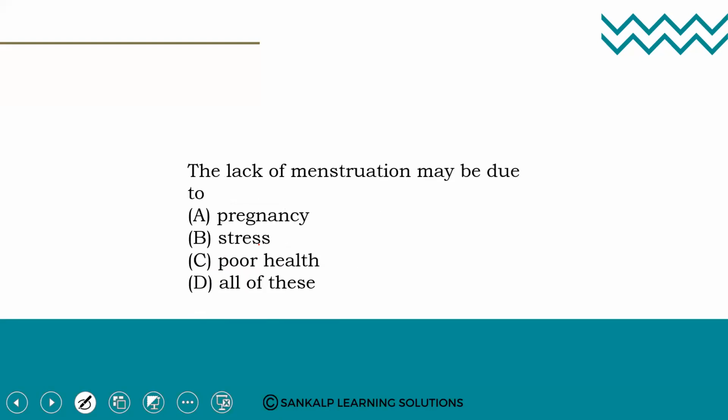Next question. The lack of menstruation may be due to: option A, pregnancy; option B, stress; option C, poor health; option D, all of these. Jyoti answered it, Anvita answered it. Okay, good. Komala answered it. Priyanka answered it. So the right answer is all of these. Due to pregnancy, our menstruation cycle will stop. Due to stress, our periodic cycle will be disturbed. Due to poor health also, our periodic cycle will be disturbed. So option D is the right answer.